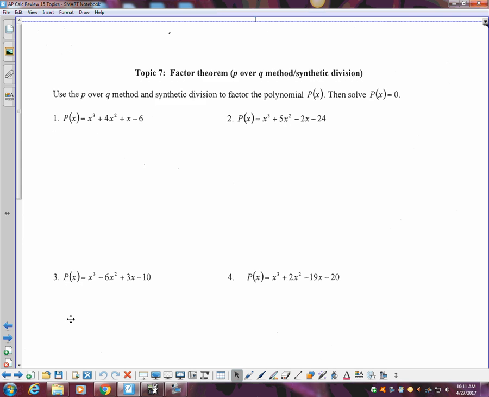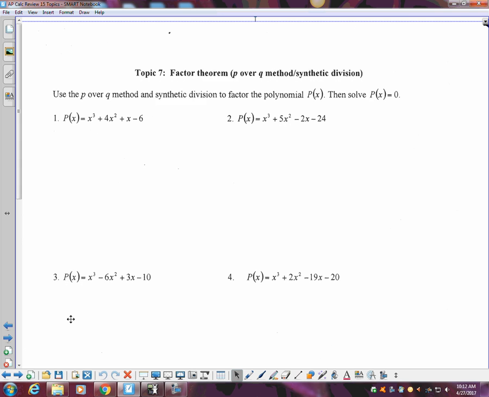So use the P over Q method and synthetic division to factor the polynomial and then solve it. Okay, so look at number 1. How many solutions does he have? He has 3. How do you know that? That's his highest power. His highest power always tells you how many solutions he has. Now, these 3 solutions could be real, imaginary, rational, irrational, I don't know. But it wants me to find all of them.